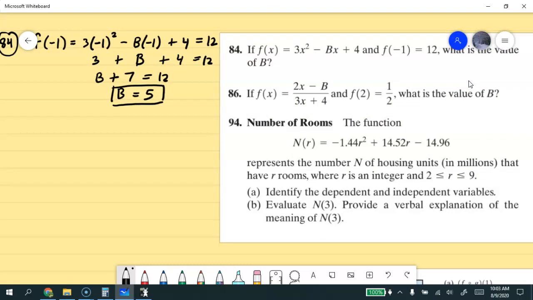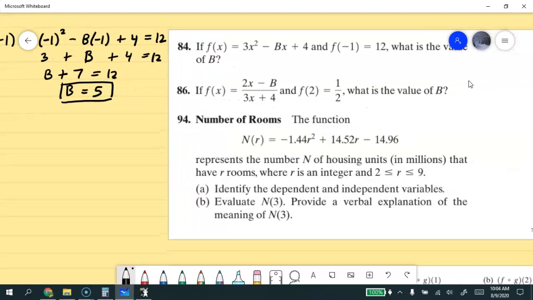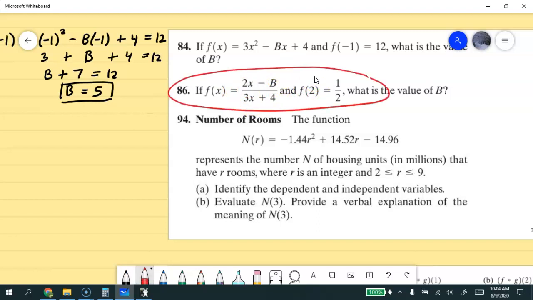Number 86 is quite similar, so I will leave that to you, but basically the whole idea in number 86 is you have to be able to plug 2 into this problem and equal that to half. And one thing that I will give you some direction with is you're going to end up using cross multiplication when you need to solve for x. All right, that's how you solve proportions. Sorry, when you need to solve for b. And that's what I'll leave it to.